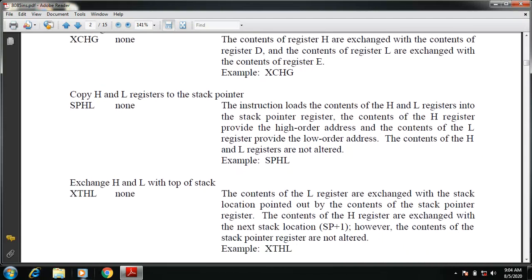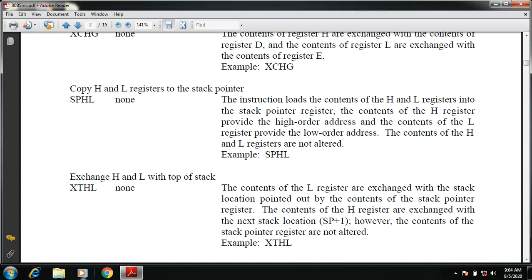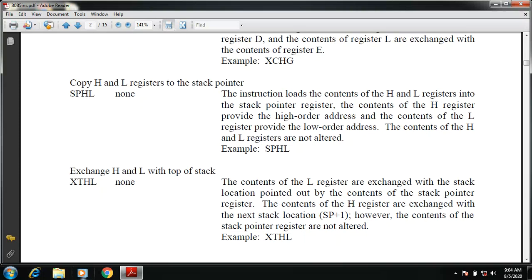The next, SPHL, copy H and L register to stack pointer. That is, the content of the HL register goes into the stack pointer. This instruction loads the content of the HL registers into the stack pointer register. So this is the meaning of SPHL, that is copy H and L register to the stack pointer.